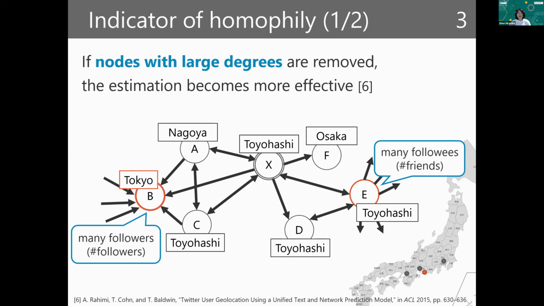So it's the flow ratio now. It's the most prospective indicator to estimate a user's location.